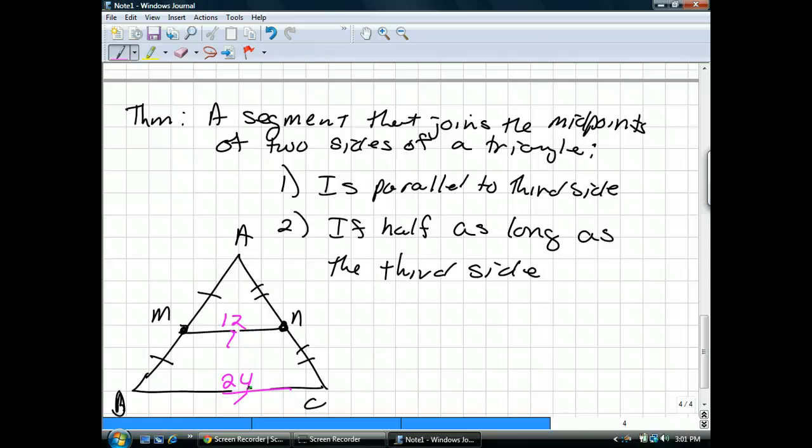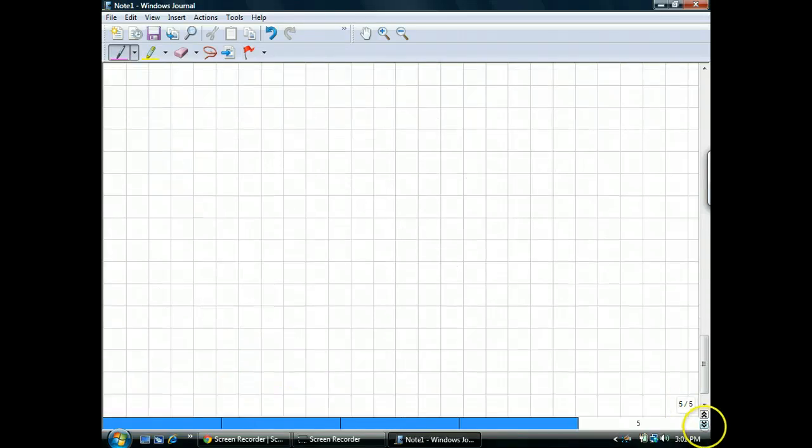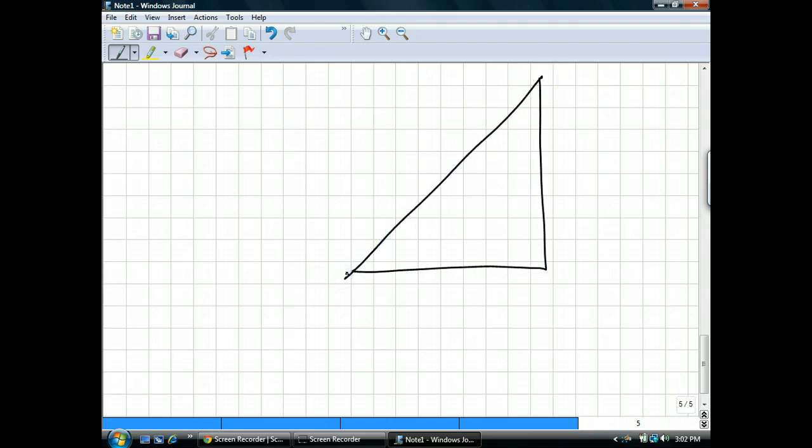All right, so let's look at an example where we have to apply this. So we have this triangle A, B, C. Have X, Y, and Z.